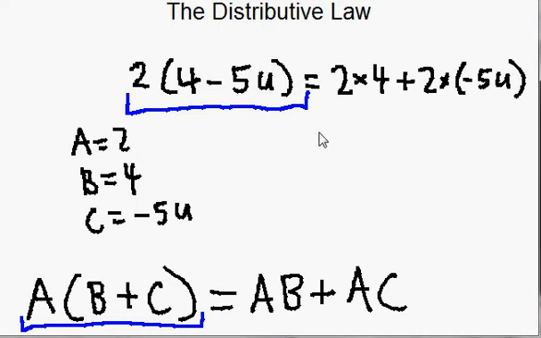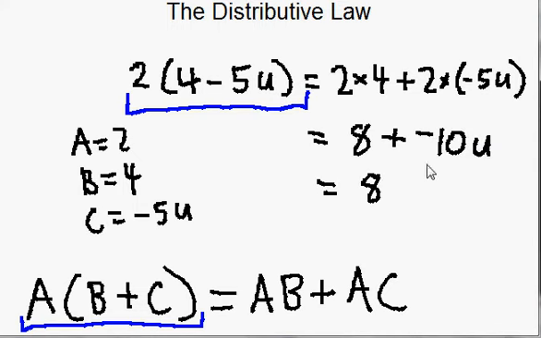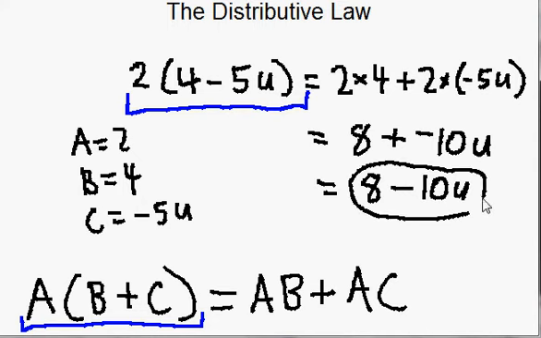Now how can I simplify this? Well, 2 times 4 is just 8, and then 2 times negative 5u, well, a positive times a negative is a negative. So I have plus or minus 10u. Okay? And that's the same as 8. Plus and a minus next to each other becomes a minus. 8 minus 10u is the answer for this one. Okay? Let's try a different one.